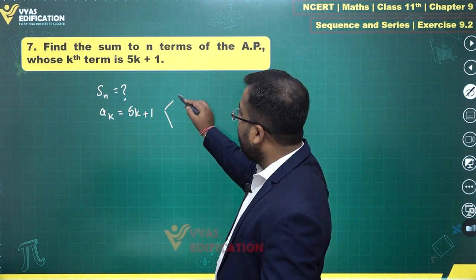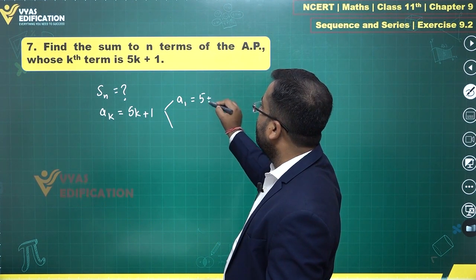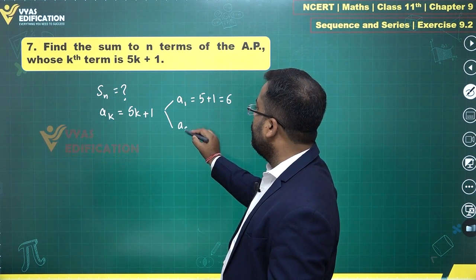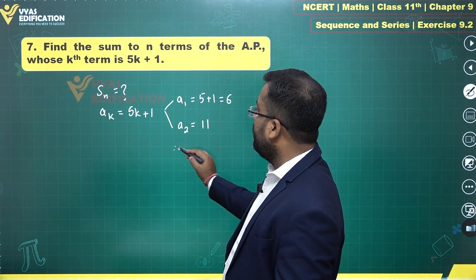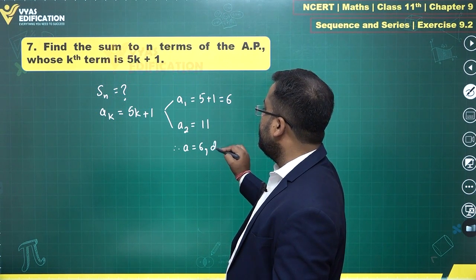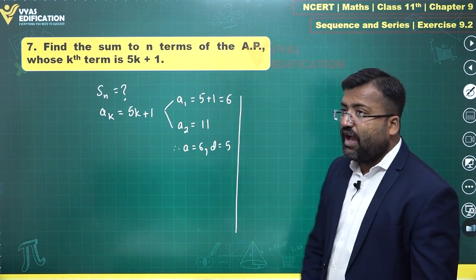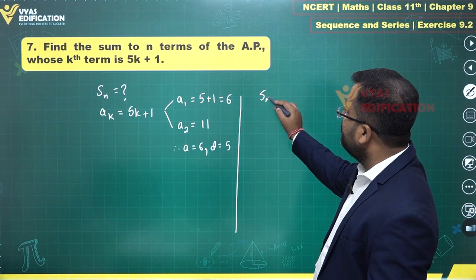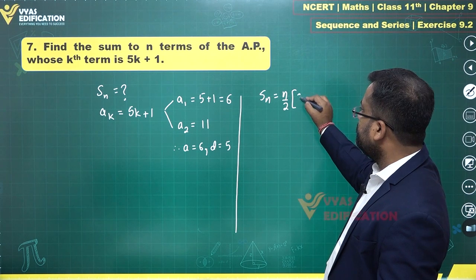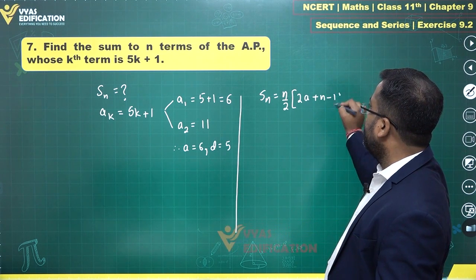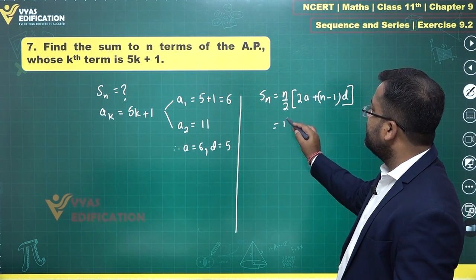And from ak, I can easily note a1 will be equal to 5 plus 1, which is 6. a2 will be 5 times 2, 10 plus 1, 11. And therefore, a is equal to 6. d is equal to 11 minus 6, which is 5. You have a and you have d. Sn is not difficult. This will be n by 2 times 2a plus (n minus 1)d. This is what you'll have, right? And what is this? This is n by 2.